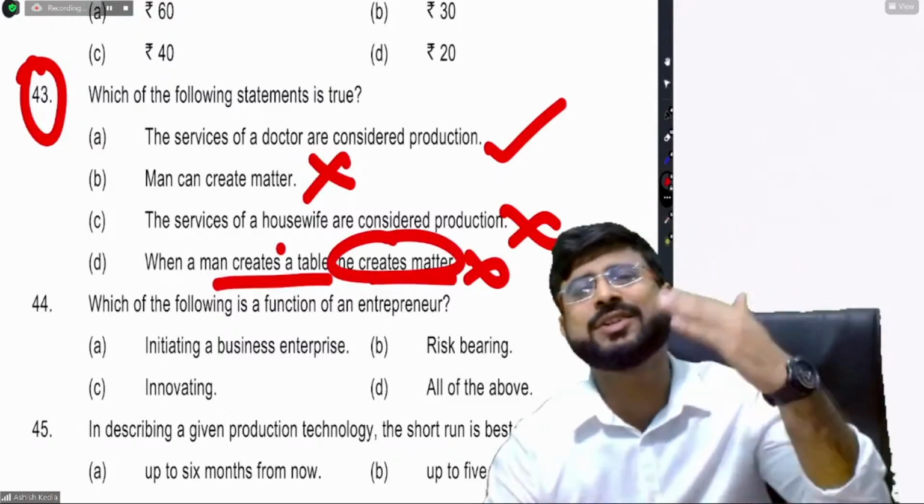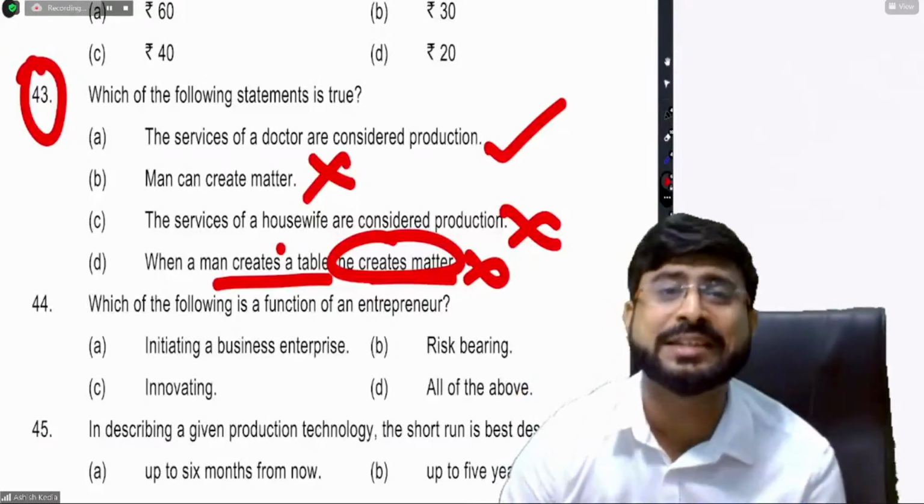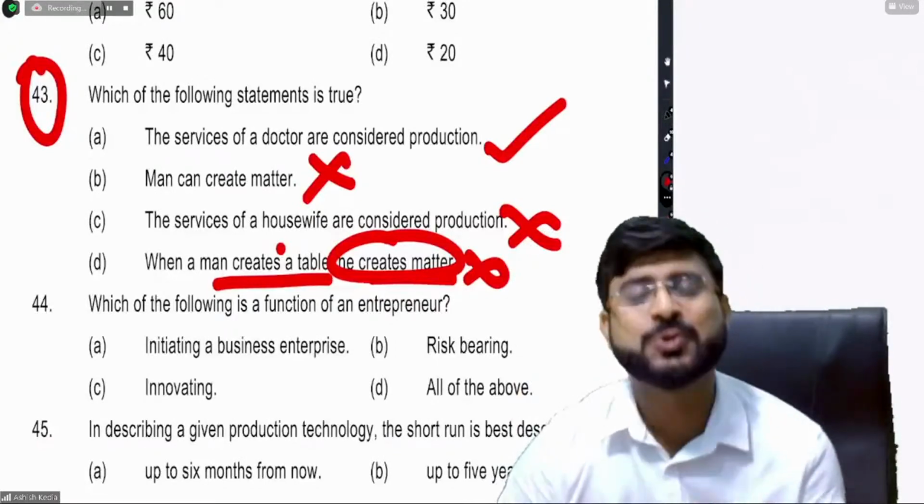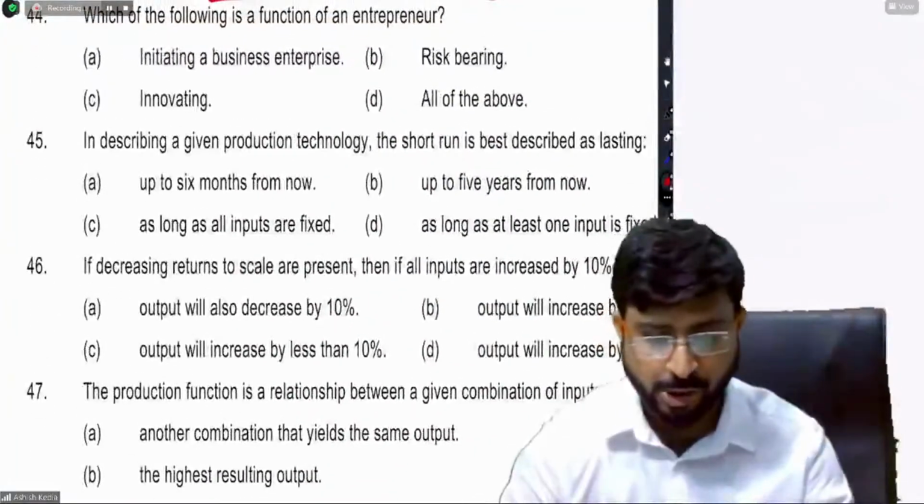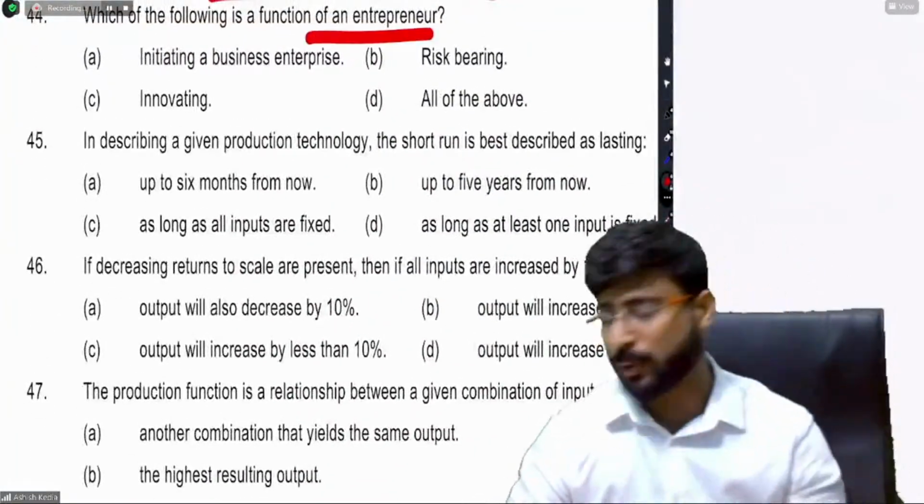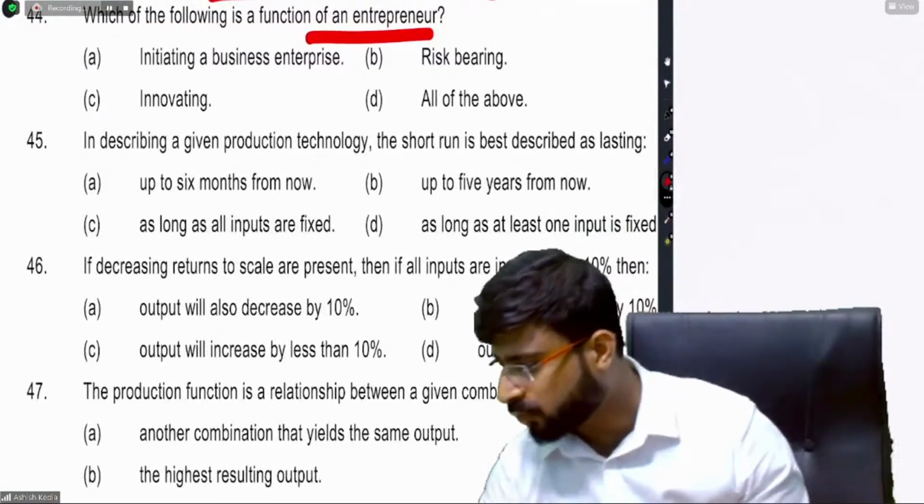Right. Matter is basically, in physics, you had heard in the small classes, anything that has mass and occupies space. So here we are not concerned with that. Right. Which of the following is a function of an entrepreneur? We have done this. You all have to answer this. Come on. Number 44.